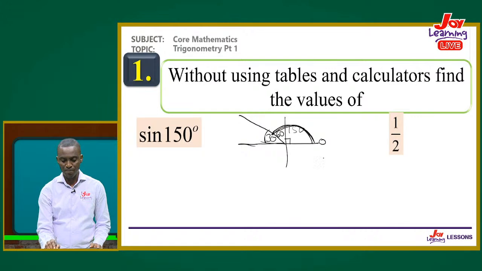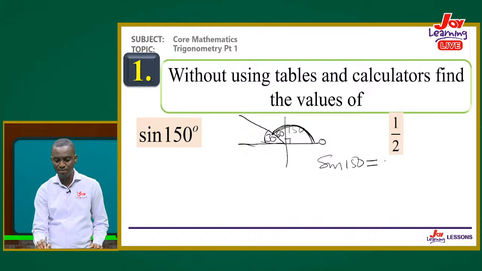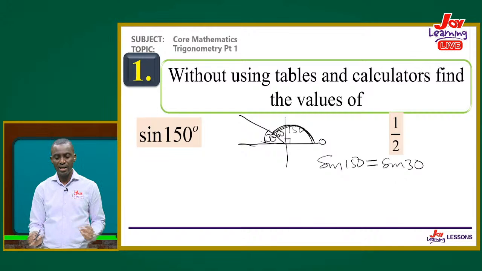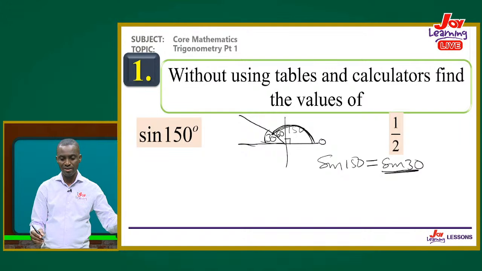For that matter, take note, sine 150 should be the same as sine of that 30 degrees. Put a calculator on this and try it and see. Sine 150 should give you the same as sine 30. And I picked the 30 in the second quadrant, and so sine remains positive. For that matter, sine 30, I know from my diagram that we used, is half. So I can get the answer to be half.